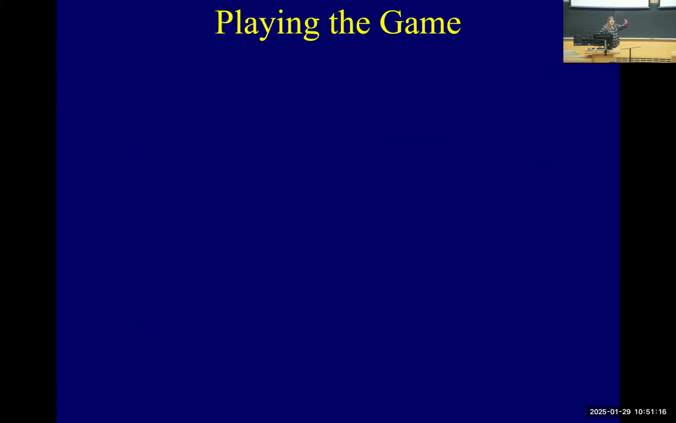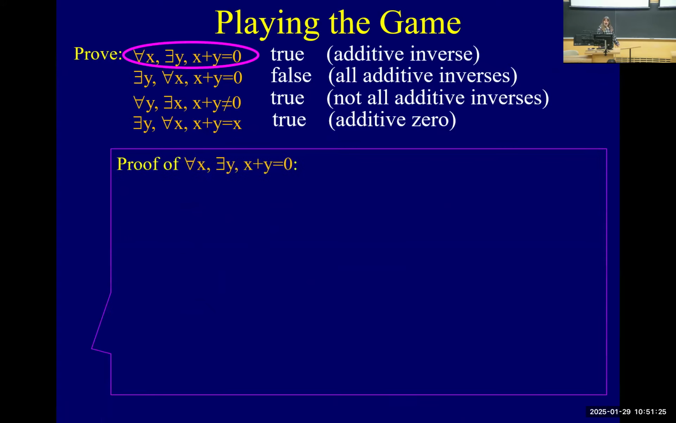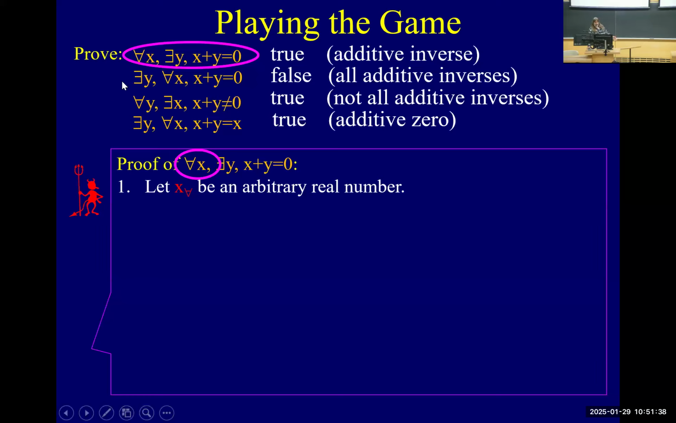So now we've got some intuition about what it means. We're going to play the game, right? So this one, I'm going to do a formal proof. I write the proof in different ways, but it all boils down to the same thing. We read this left to right. We're trying to prove for all x. So let x be arbitrary, right?